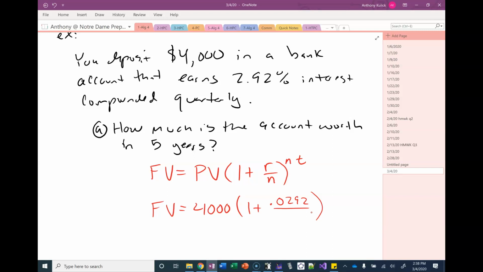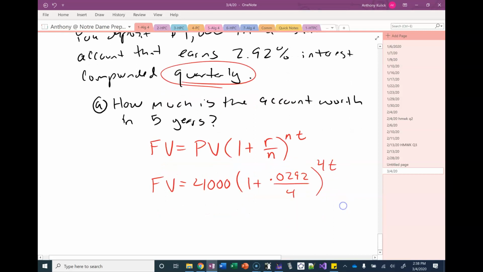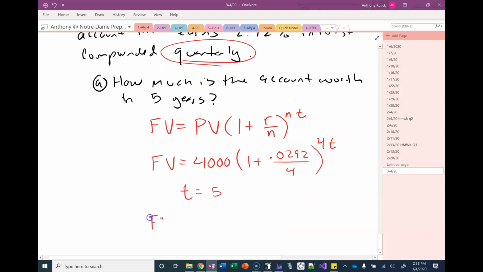Andrew says 4. Where'd you get 4 from? Quarterly. Quarterly would mean 4. And then T is the number of years. In this case, T is going to be 5. So I'll just plug this into my calculator then and see what we get.